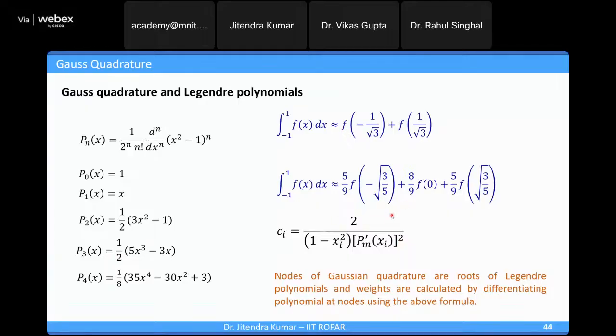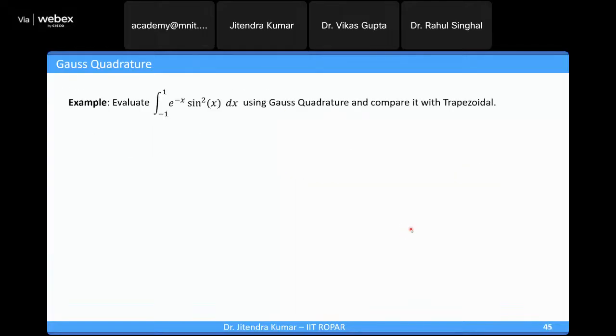For example, if you want to take 4 points or 5 points, you can easily get the roots from here. If you want to extend to the fourth, you can get the roots of this fourth order polynomial, and the Ci's you can obtain from here. So that's the idea in the background, and I'm not going to detail how this derivation is done with the Legendre polynomial, etc.